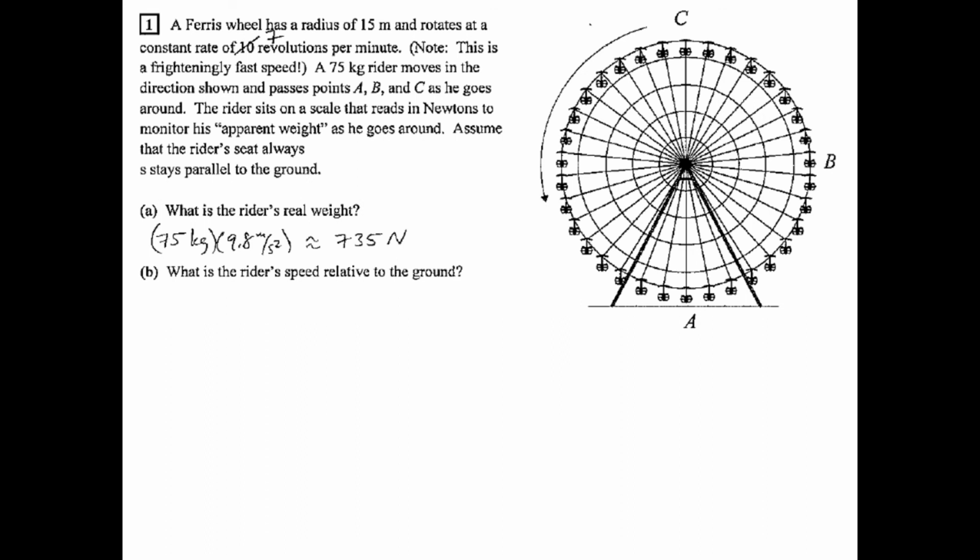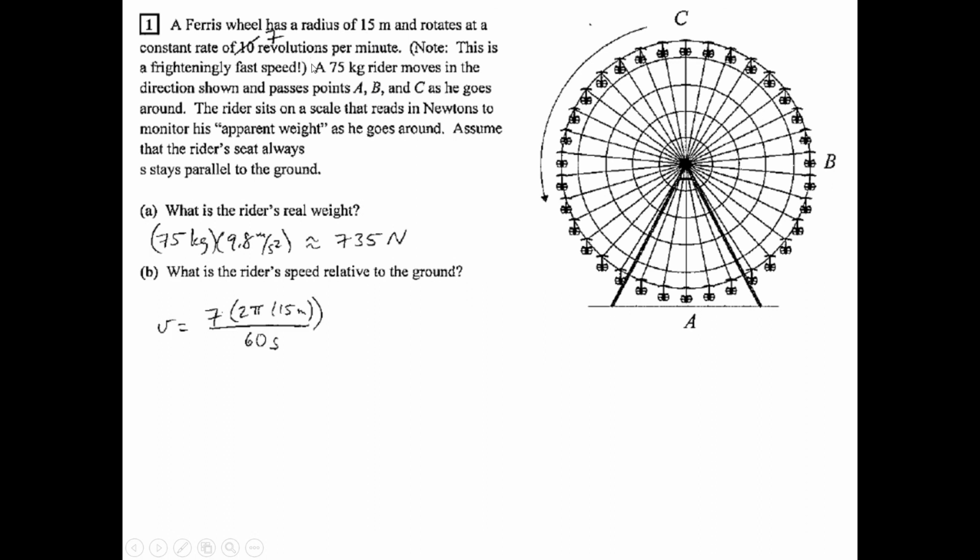What's the rider's speed relative to the ground? Well, we get to practice here with that distance over time trick. We know, remember, in this case, I changed my mind after I wrote my solution out, 7 RPMs. I guess 10 was a little bit too thrilling. So 7 RPMs is what you should see in the worksheet that I've actually posted on the website.